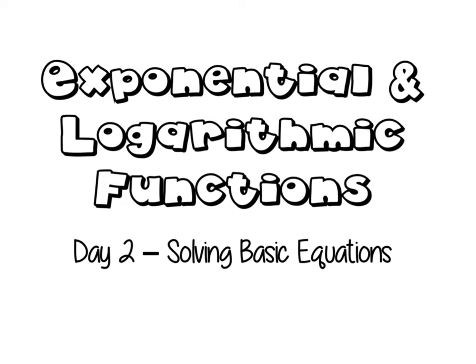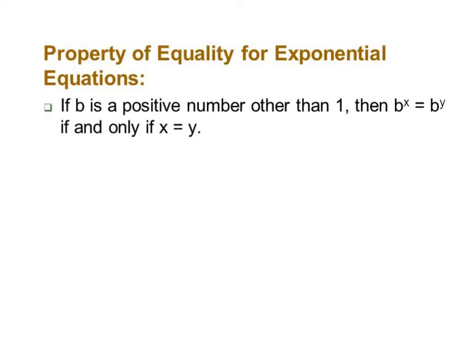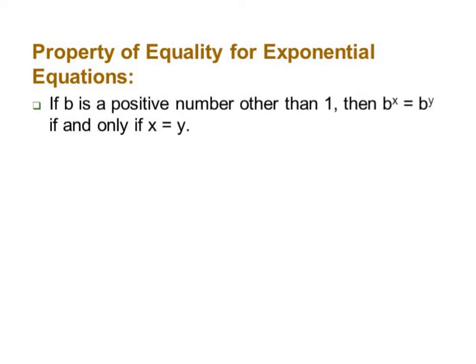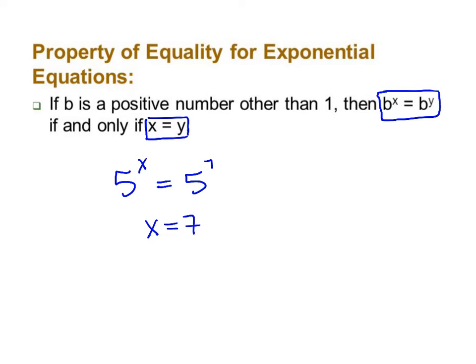In addition to using the logarithmic property of equality, we can also use the exponential property of equality to solve equations. So the property of equality for exponential equations says if I have the same base on both sides, the only way for this equation to be true, b to the x equals b to the y, is if x equals y. Right? So if I had 5 to the x equals 5 to the 7, then I know that x has to equal 7. Right? That's the only way for that to be true.